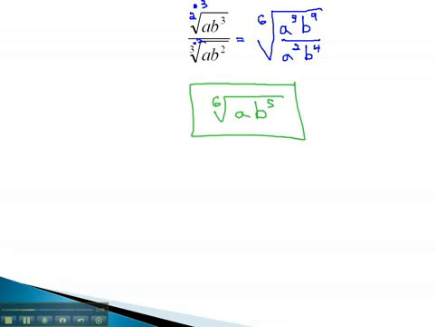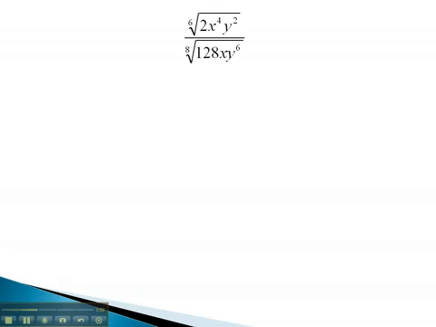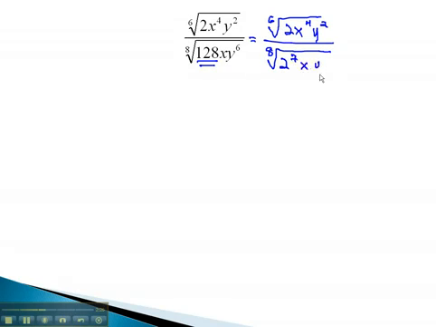Let's take a look at another example where we have to simplify or combine the radicals by getting a common index. Here, with index of 6 and 8, the common index will be 24. Before we do that, though, let's write the 128 in its prime factorization form. We have the sixth root of 2x to the fourth y squared over the eighth root of 128, which is 2 to the seventh, x y to the sixth.